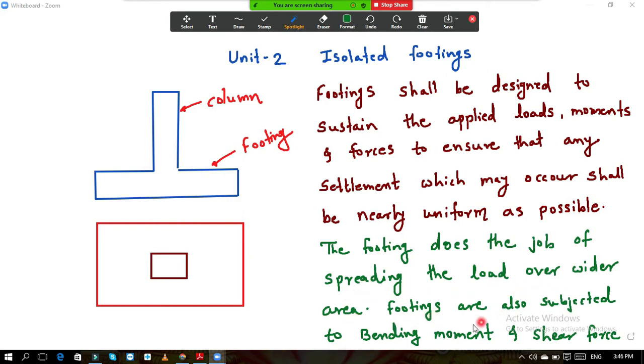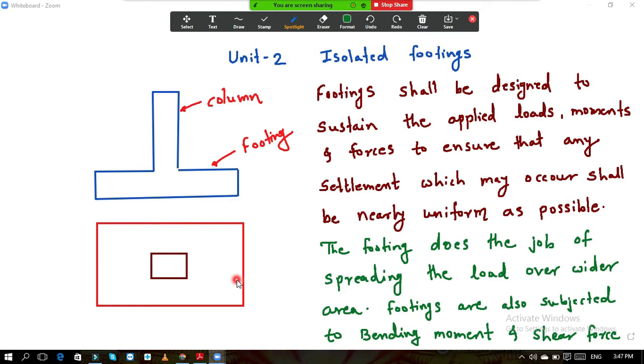The footings are also subjected to bending moment and shear force. So in doing this job, footings also get subjected to bending moment and shear force. Ultimately, the footing is also made up of concrete, and steel bars are also there in the footing. So there is some self weight of the footing, and also some dead load. Accordingly, the footing is also subjected to shear force and bending moment.